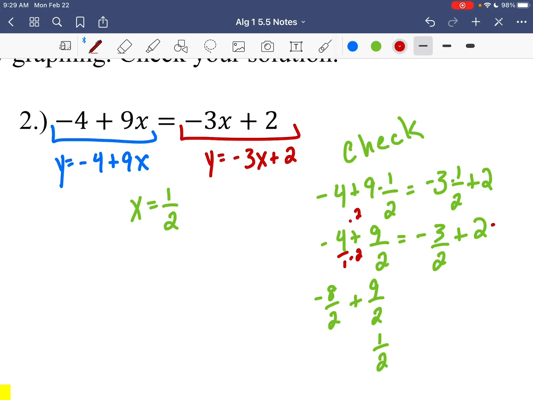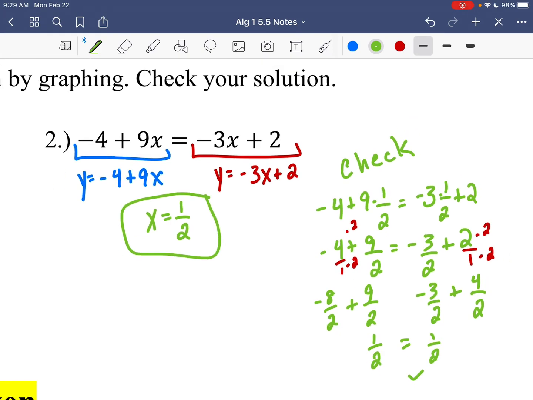Have to do the same thing, common denominator here, that's over 1. So that would be negative 3/2 plus 4/2, which is also 1/2. Yep, it worked. So x equals 1/2 is my solution.